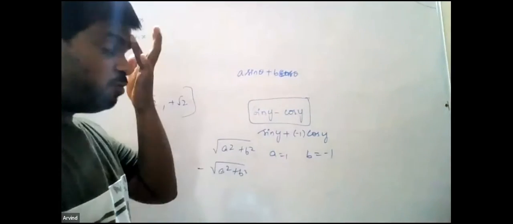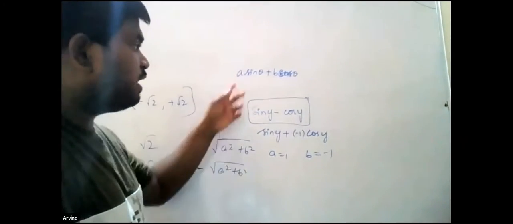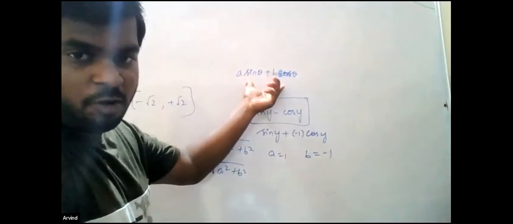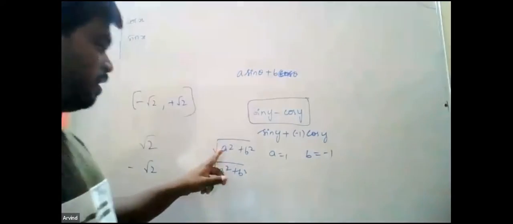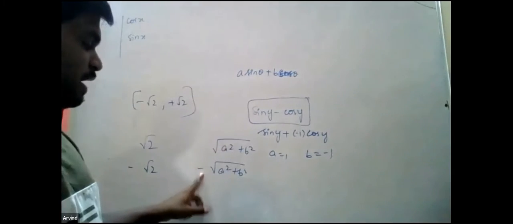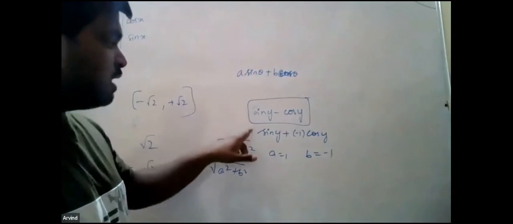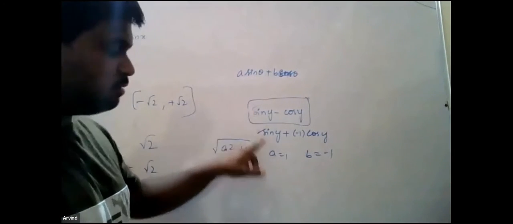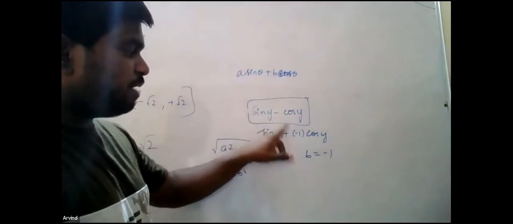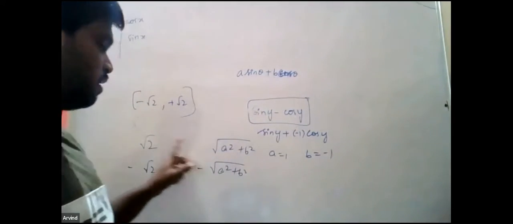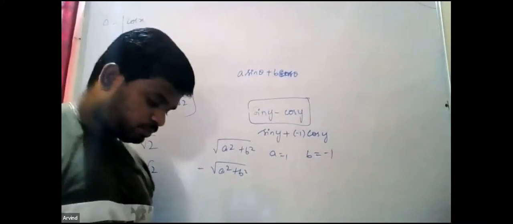So I have already given the formula to find the maximum and minimum value. If it is in the form a sin theta plus b cos theta, then the maximum value will be square root of a square plus b square. If we take the negative of it, that is the minimum value. So what is in the place of a? There is no number, it is 1. So a is 1, the coefficient of this is 1. And for cos y, b is -1. If you substitute in this, you get root 2 and minus root 2.